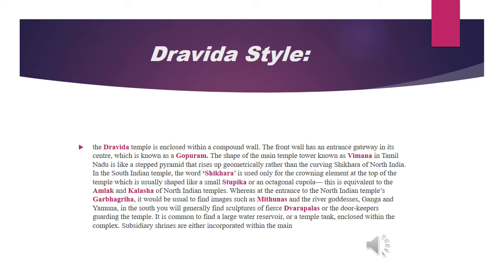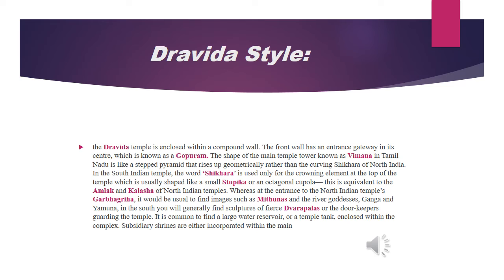So the next thing we are going to talk about is the basic style of Dravidian temple architecture. In this style, we see the front wall has an entrance gateway in its center, which is known as Gopuram. The shape of the main temple tower, known as Vimana in the Tamil language, is like a stepped pyramid that rises up geometrically rather than the curving Shikhara of northern India. In the South Indian temple, the word Shikhara is used only for the crowning element at the top of the temple, which is usually shaped like a small stupika or an octagonal cupola. This is equivalent to the Amalaka or Kalasha of Northern Indian temples.